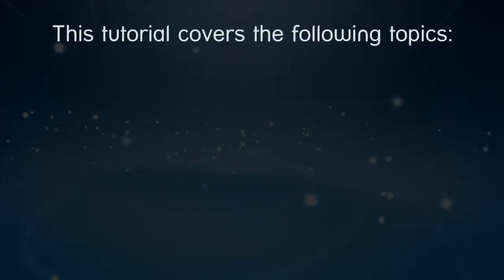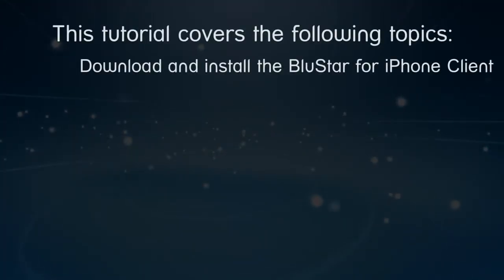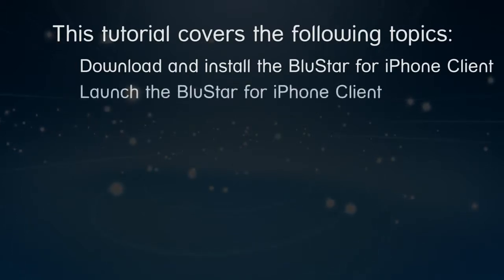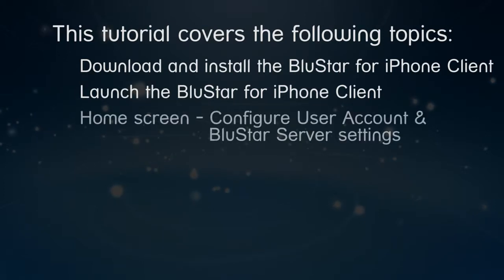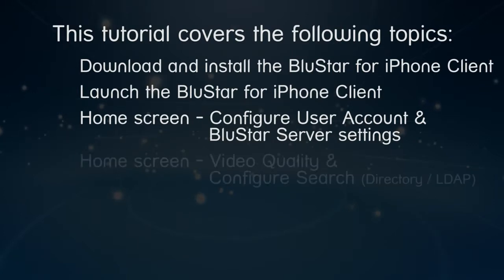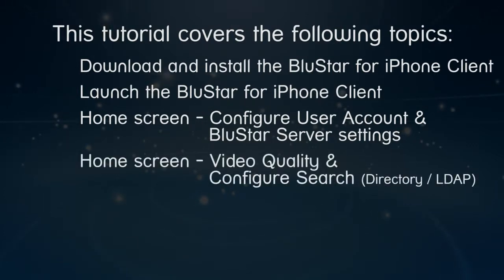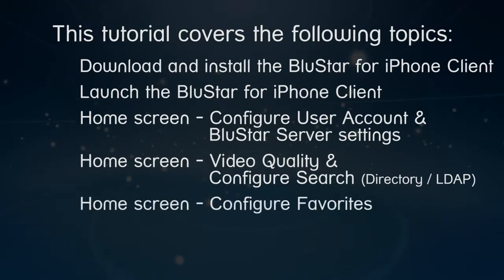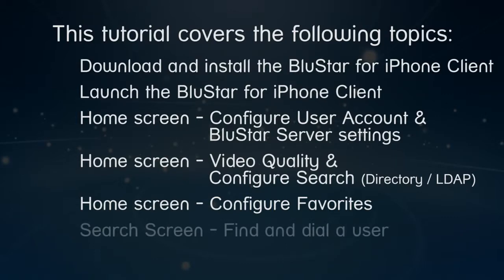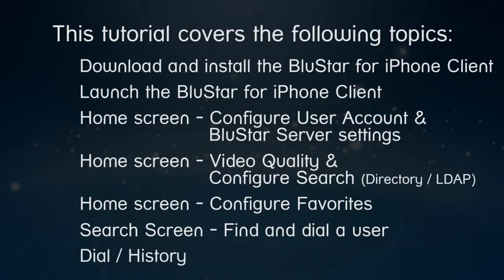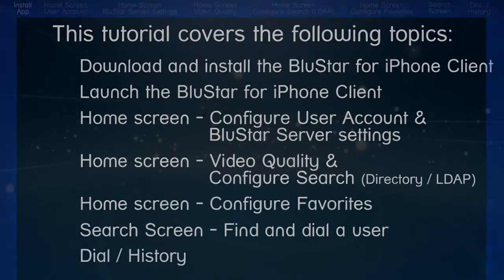In this tutorial, we'll cover the following topics. We'll go to the App Store, download, and install the free BluStar for iPhone client. We'll launch the app, and from the home screen, we'll set up and configure a user account and BluStar server settings. We'll select the video quality and configure the search parameters for the LDAP directory. Then we'll add contacts and a directory entry to our favorites. We'll use the search feature to narrow and find specific people in the directory. And we'll take a quick look at the dial and history options.